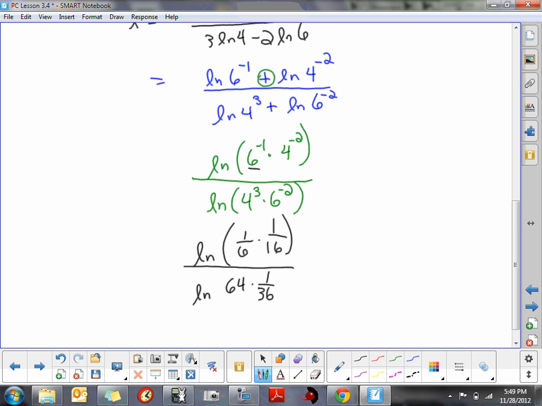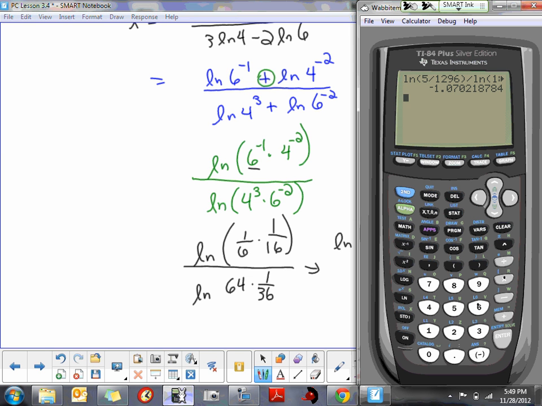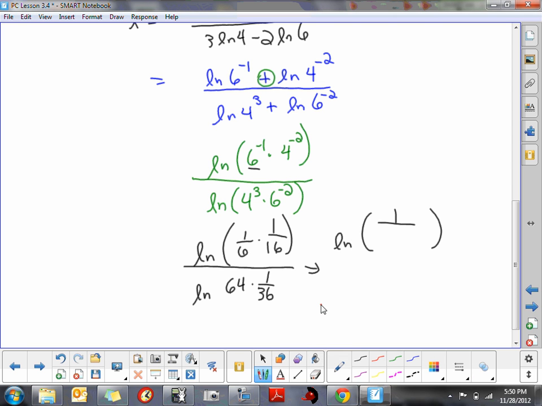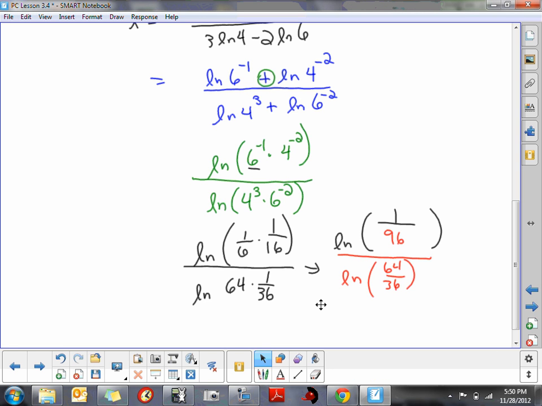So then this could be written as the natural log of 1 over 6 times 16. 6 times 16 equals 96, so it's the natural log of 1 over 96 over the natural log of, and I'm just going to write it 64/36. And that could be reduced. So that should be equivalent to our first statement.